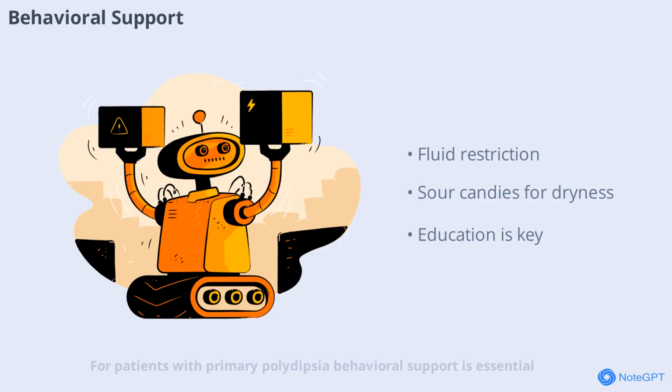For patients with primary polydipsia, behavioral support is essential. This includes fluid restriction and strategies like using sour candies to manage dry mouth. Education and support can help patients adhere to fluid limits and prevent recurrence of hyponatremia.